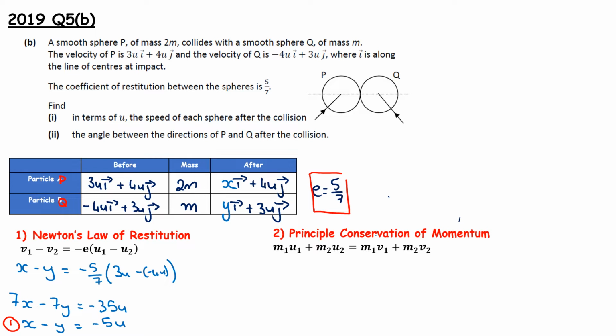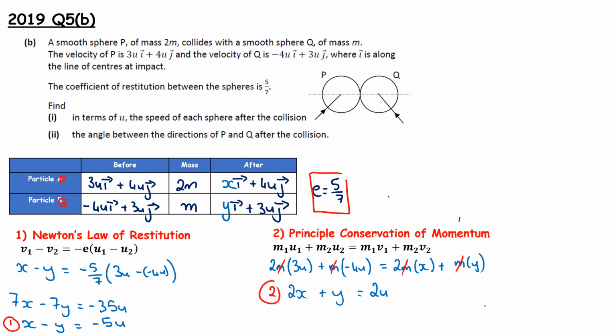So that's our formula here. Again, this is vector, so we're only going to put in the part that's changed. So we have 2m times 3u plus m times minus 4u. Because they're vectors, we need our signs. Then we have 2m times x plus m times y. And our m's are going to cancel out across, and we get 2x plus y is equal to, so we have 6u minus 4u, so that gives us 2u, and that is equation 2.